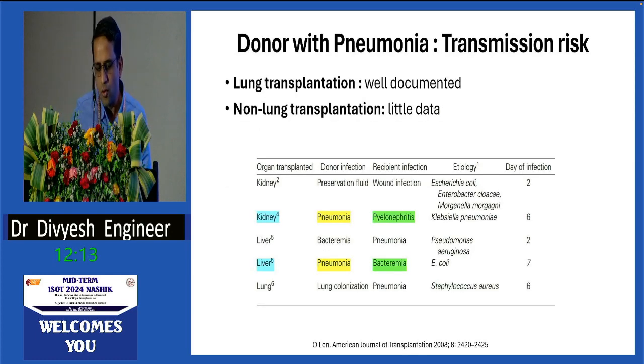So what is the risk of transmission if we are using a donor with pneumonia and we are doing multiple solid organ transplants? There is definite evidence in lung transplant: if we use a donor with pneumonia for lung transplantation, there is a definite risk of transmission. But what about a non-lung transplant when the donor has pneumonia? There is not much literature on this, but I came across one series from Spain where they demonstrated that when the donor had pneumonia and they utilized kidney and liver, the kidney recipient got pyelonephritis with the same organism and the liver recipient developed bacteremia from the same organism. So there is a definite risk of transmission even with non-lung solid organ transplantation when the donor has pneumonia.